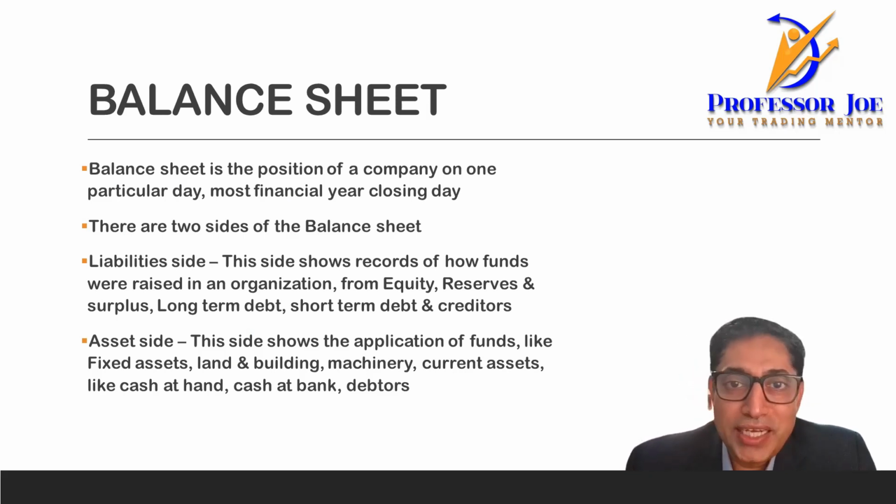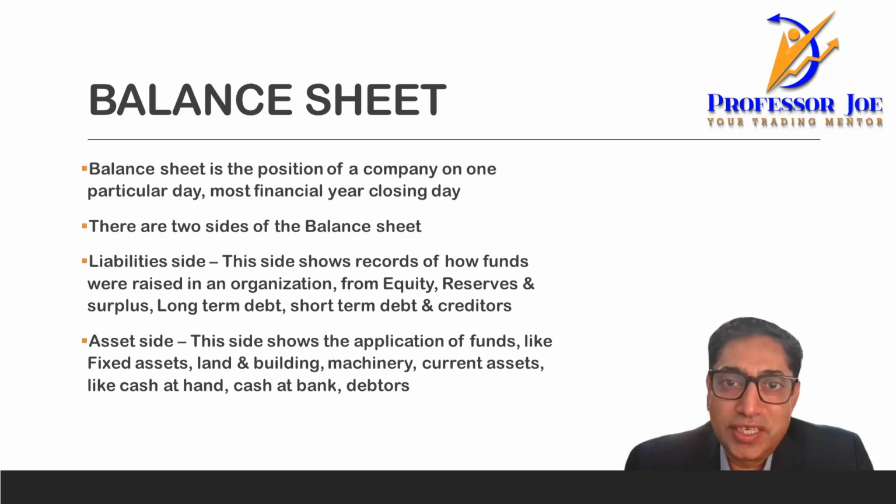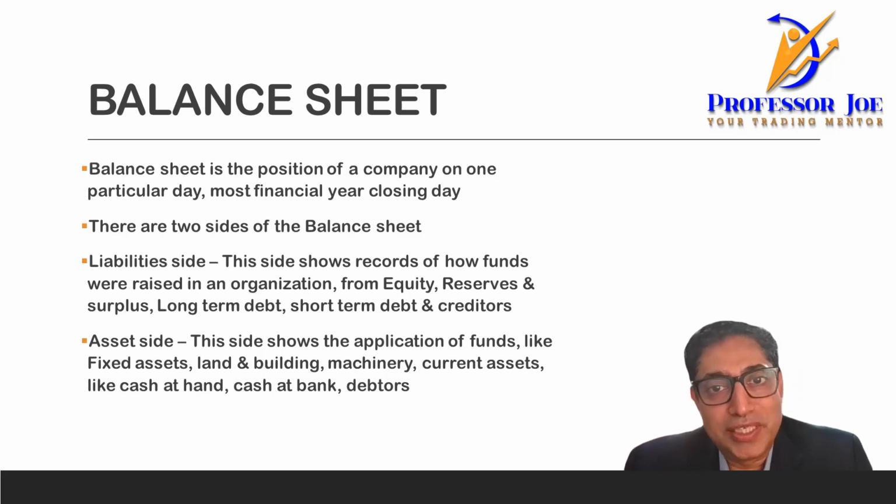And the asset side of the balance sheet is the application of the funds. Very simple. When you talk about application, all the money that has come, either they have invested in land, building, machinery, or they have finished goods, or the money is lying in the bank, that is cash at bank, or in the office, which is cash in hand, or they have money to get from people, that is basically debtors. So the balance sheet is a statement prepared at the end of the year, and it is a snapshot of whatever has happened throughout the year.